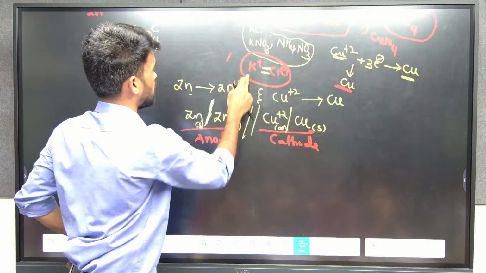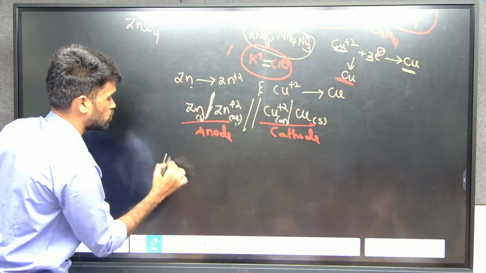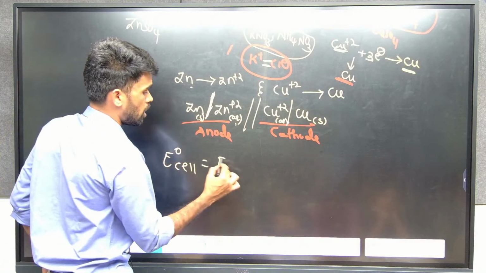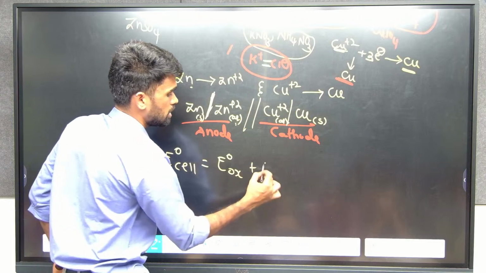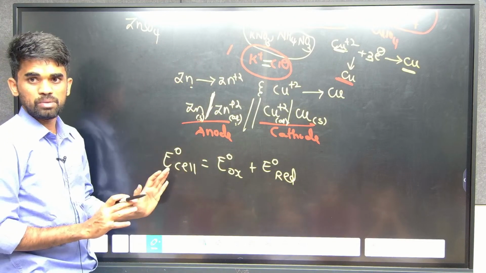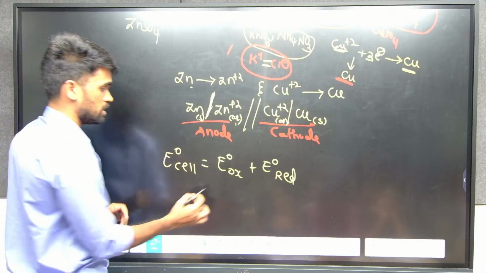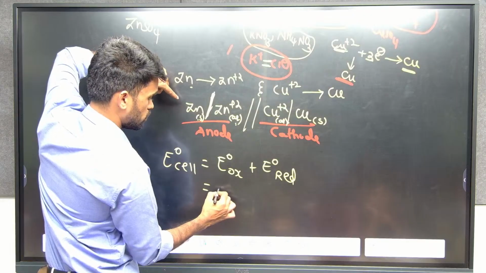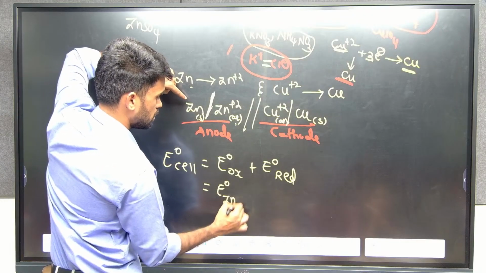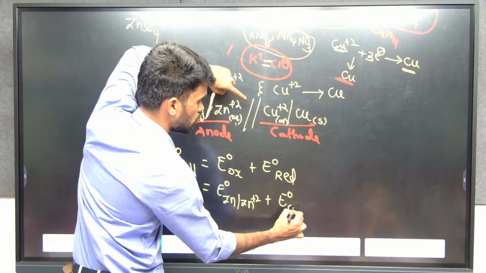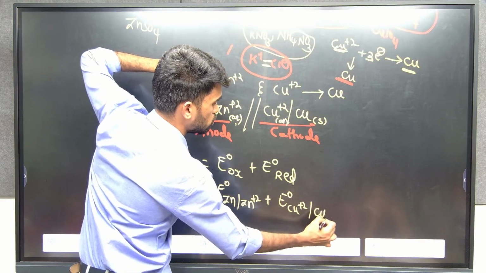Now what is the net potential generated during the cell reaction? E0 cell equals E0 oxidation plus E0 reduction. This is the actual way of writing the formula, but it will be modified later. Where is oxidation happening? Here. So E0 for Zn converting into Zn2+ plus E0 for Cu2+ converting into copper.